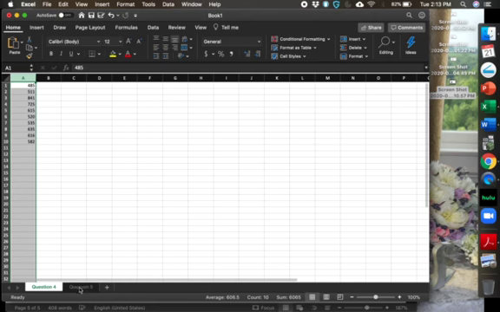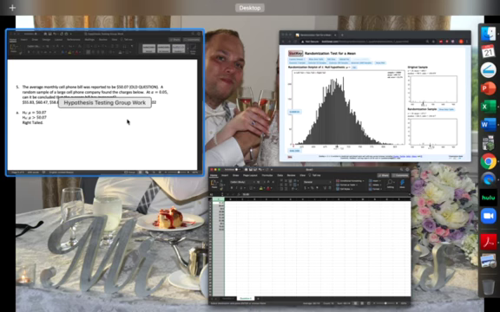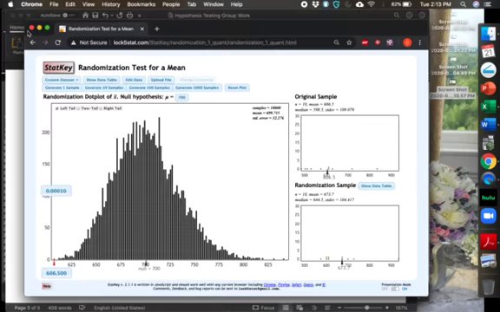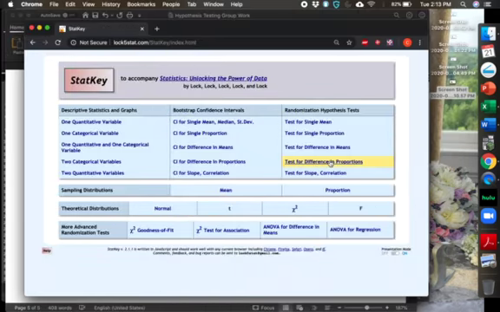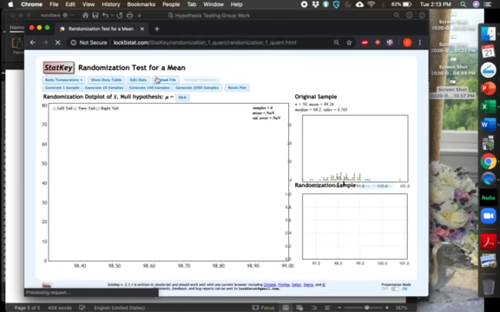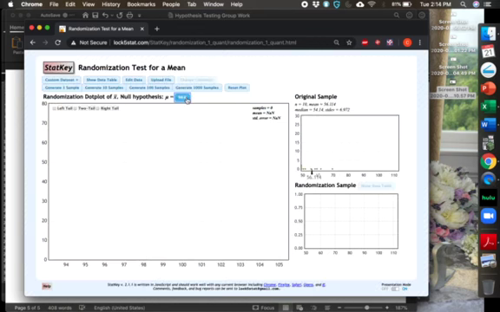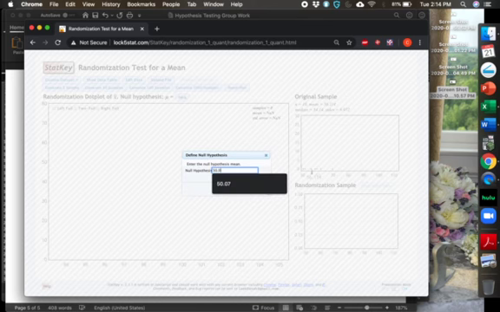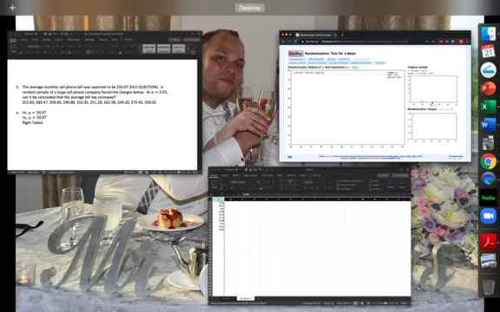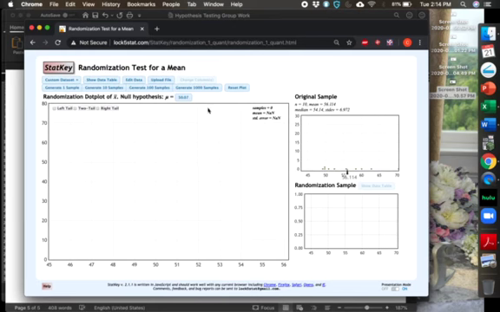Once again, I have the data selected in Excel. This way we didn't have to try to copy and paste this over. So I'm going to go back to the beginning of StatKey and go to a single mean randomization test and insert my data. Once again, no header row. Our null hypothesis was $50.07. Right. Now we can generate our samples.